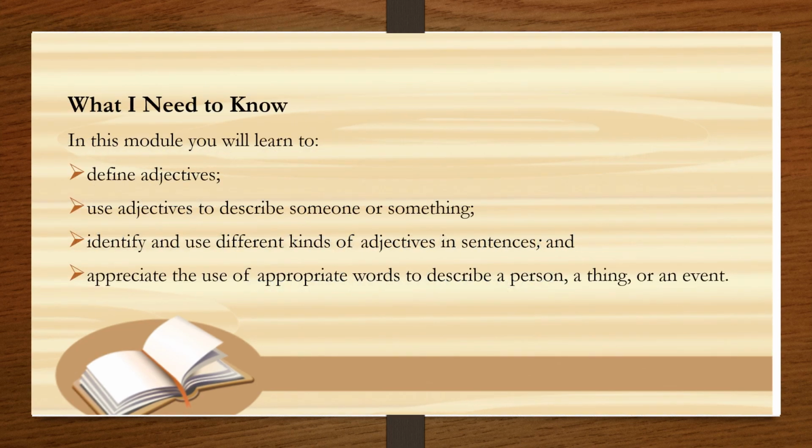What you need to know. In composing informative and creative text, writers select the best words that will help them convey their ideas more clearly. They use descriptive words to give additional information about a person, a thing, or an event. These words are modifiers of nouns and pronouns. They are called adjectives.